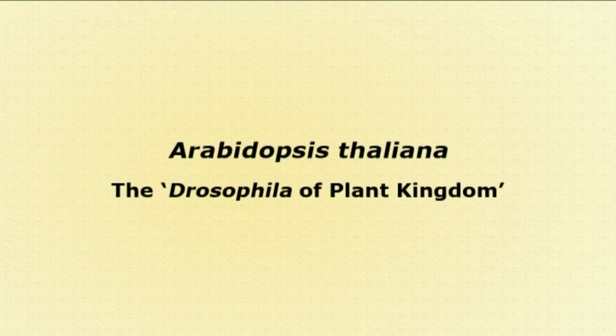As we know the case of Drosophila fruit fly, which has been used in the cytogenetic studies, it has given many principles, many insights in the genetics. But in the case of plants, this Arabidopsis thaliana is sometimes called the Drosophila of the plant kingdom because of its wide usage in plant molecular biology.